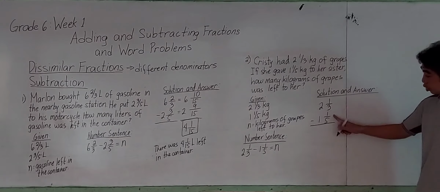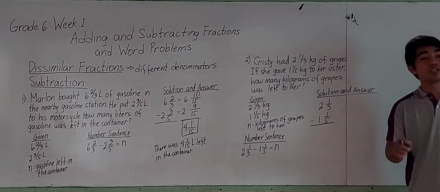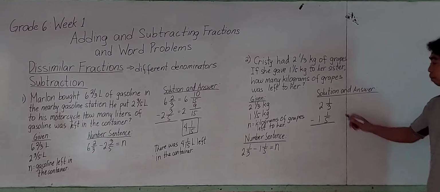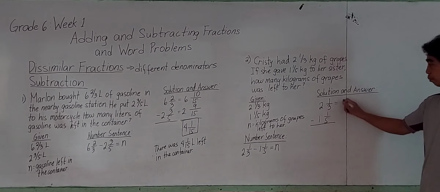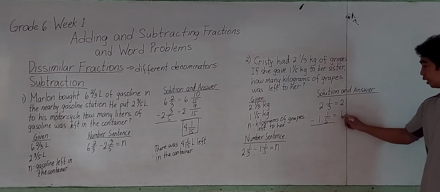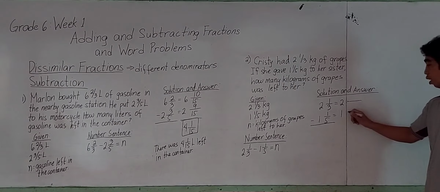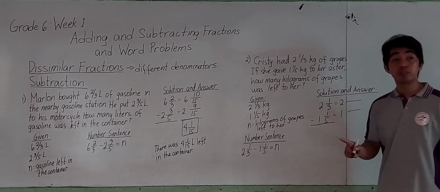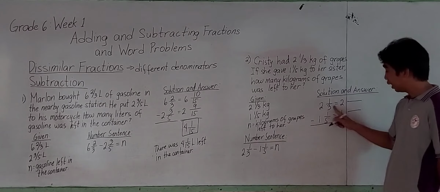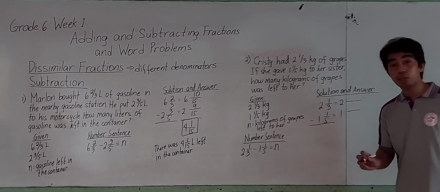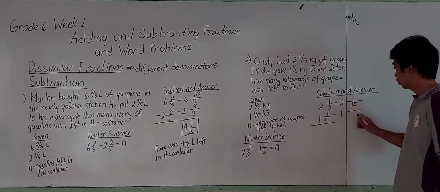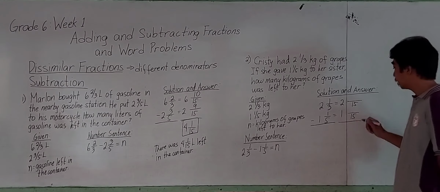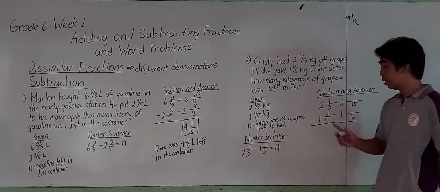Since these are dissimilar fractions, we're going to change them first to similar fractions using their LCD. Let us copy the whole numbers first, then get our LCD. The denominators are 3 and 5. If we get the multiples of 3 and 5, their first common multiple is 15. So now we have our LCD, 15.